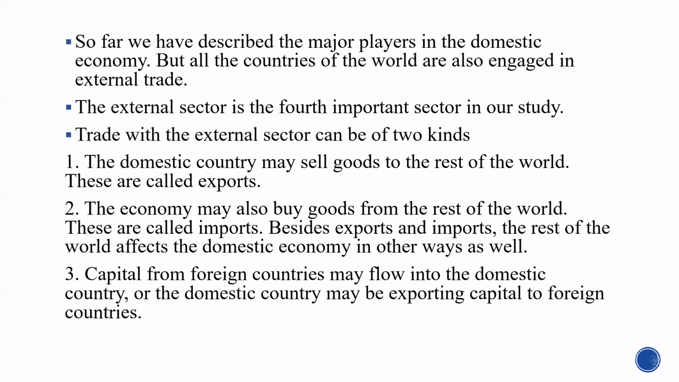The trade with the external sector can be of two kinds. First, the domestic country may sell goods to the rest of the world. These are called exports. Export means the domestic country sells its goods and services to the rest of the world. From our country, we sell goods and services to other countries, and that we call export. India is famous for the export of spices, saris, silk, and wool. These are the things exported from India.